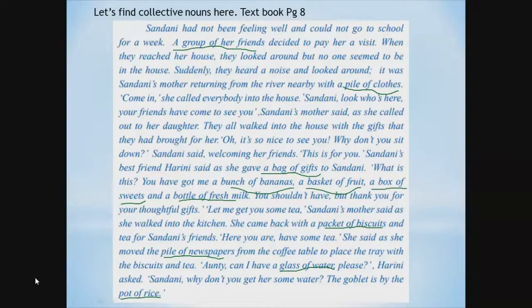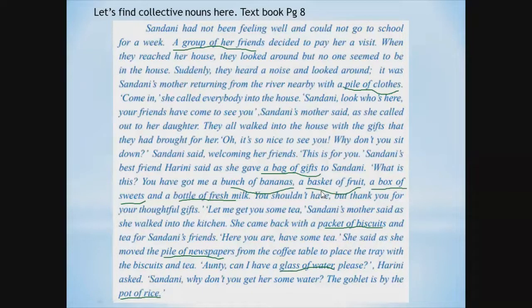Newspapers. අපි එක underline කරලා. Very good. Can we tell again? මේවා අපි ආයෙ කියමුද? A group of friends. A pile of clothes. A bag of gifts. A bunch of bananas.